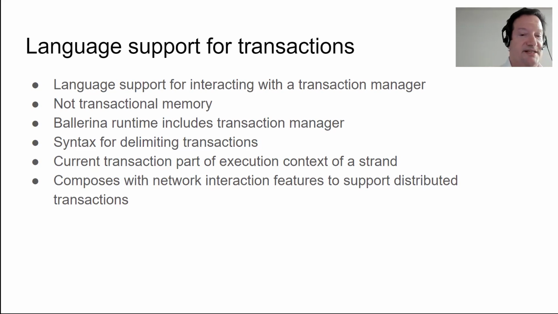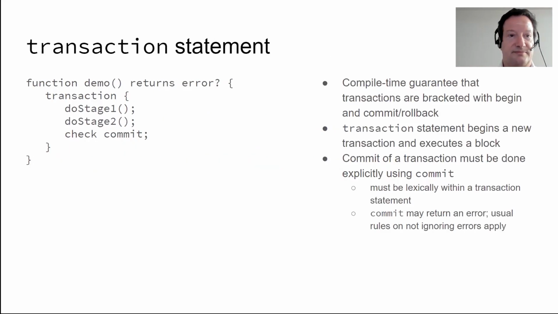The other important thing is that this composes with our network features. So we have network interaction features, and we have transaction features. When you put the two together, you get distributed transactions. So in the transaction statement, we have a transaction block here. We do two things together. We want it to be a transaction. We want these to be done together or fail.